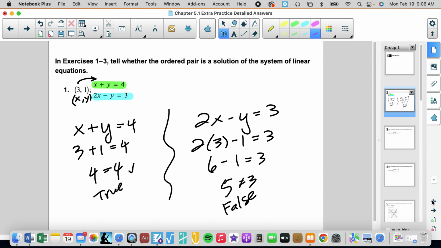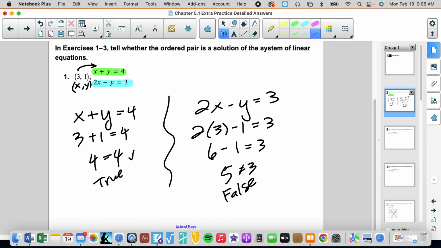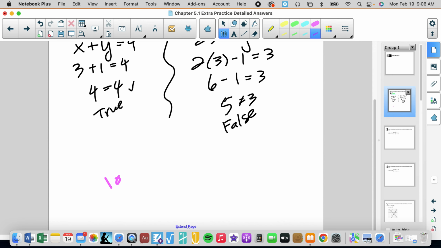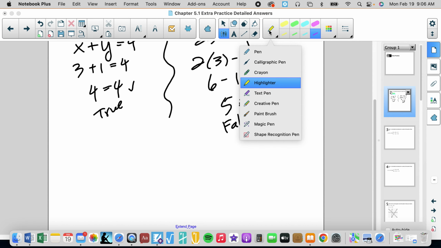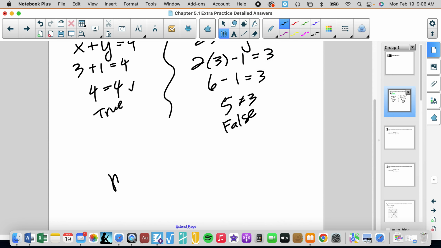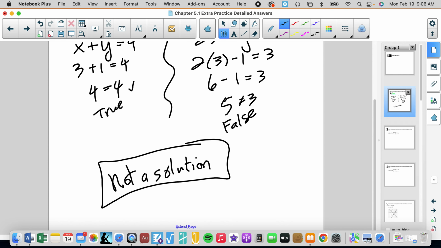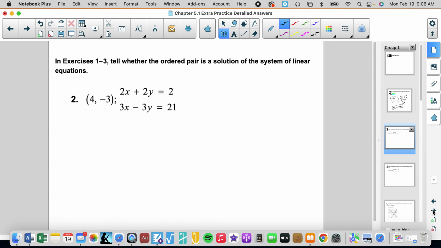I guess I should write that somewhere. That would make sense. Whoops. My answer is going to be not a solution. So that would be my final answer, reading the directions.